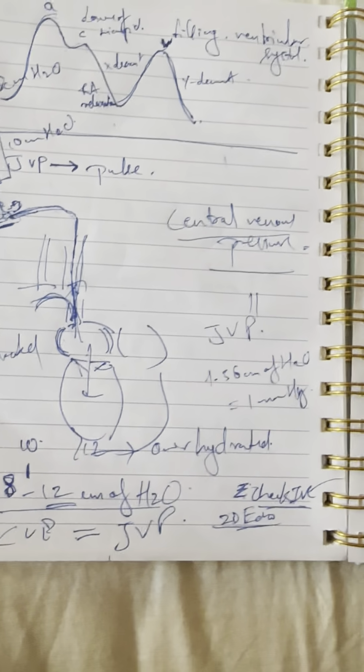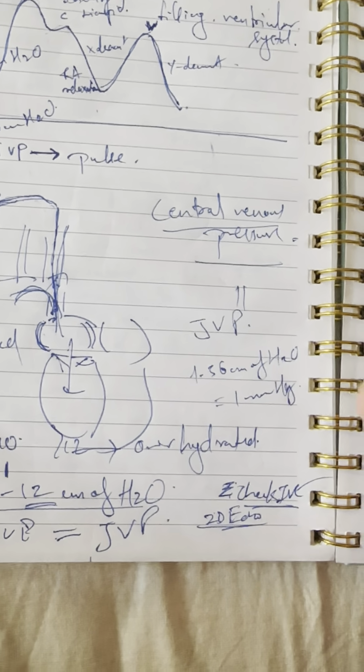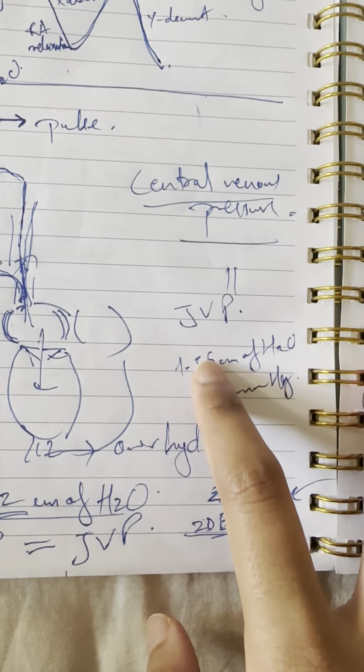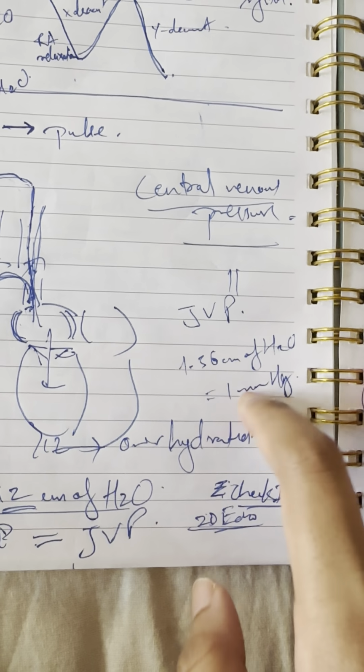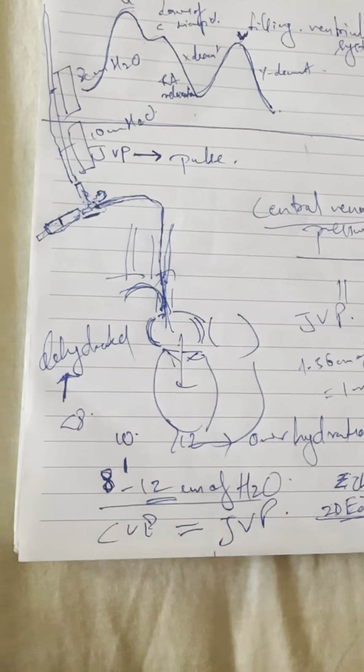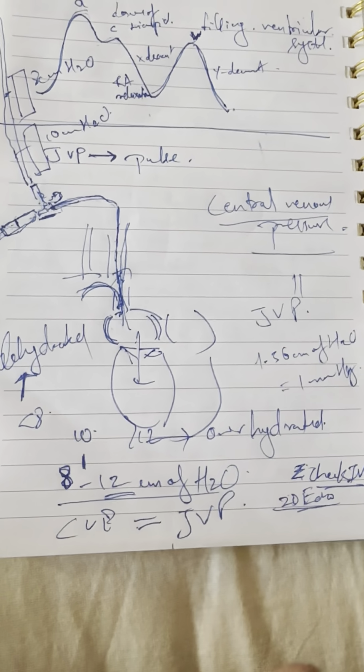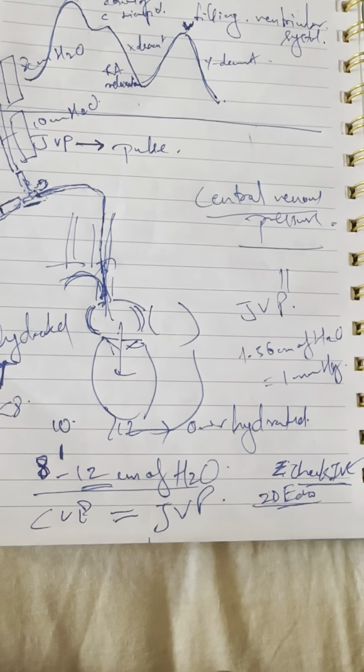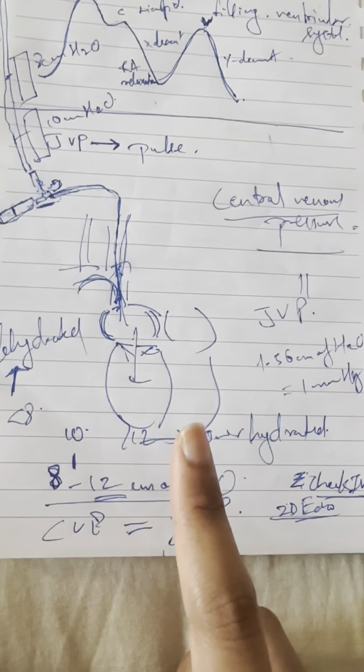Now note that I said 7 centimeters of water and not mercury, because 1.36 centimeters of water is equal to 1 millimeter of mercury. This is an important pressure conversion that you should know. In a minute, we'll come to all the conditions causing an elevated or a decreased JVP. But first, I would like to discuss with you what central venous pressure is.